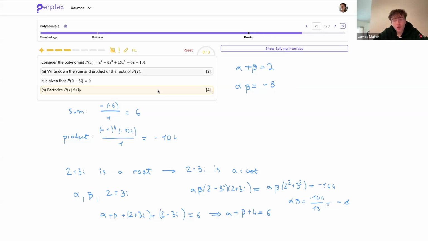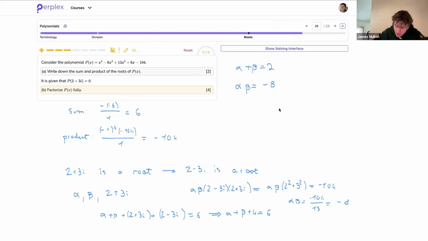Now, I have two roots that add to, and hang on, I have a question here. As the maximum power is 4, how are there only 3 roots? There are 4 roots. It's just that I have a 2 plus or minus, so that's 2 different roots. Okay? So I have alpha plus beta equal to 2 and alpha times beta equal to minus 8.